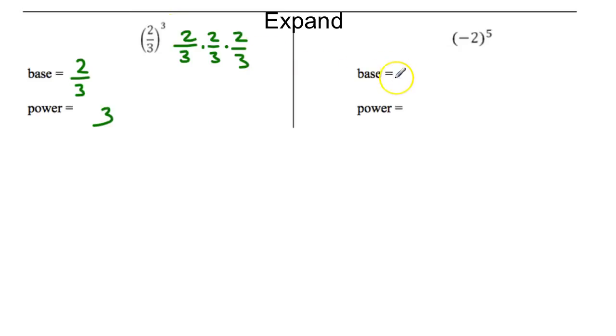The next one, the base, this is going to be -2. And the power is 5. So if I expand this, I do -2 multiplied by itself 5 times. So -2 times -2 times -2 times -2 times -2. This is an expanded exponent. We're going to do a lot of these, so get used to them.